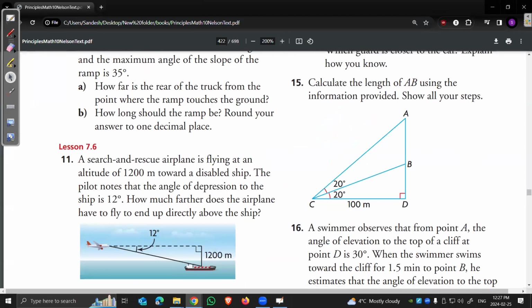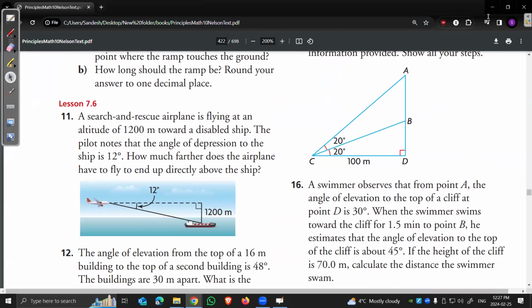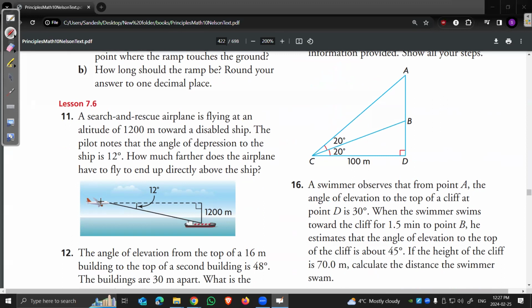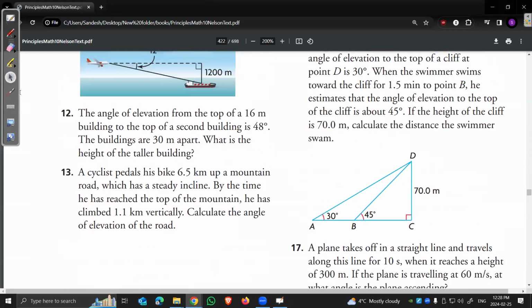Maybe we will just brainstorm the next few questions. Okay, here. So there's a plane headed towards a ship. It's 1,200 meters high, and the angle of depression is 12. The question is, how much further does the airplane have to fly to end up directly above the ship? So relative to that angle of 12 degrees, which side of the triangle are we looking for? The adjacent is right, and that's it, easy peasy.